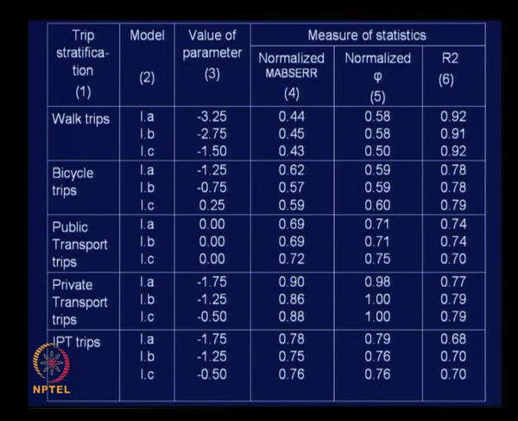And if you compare the values for bicycle and private transport modes like motorcycle, right, you get a value of minus 1.25 for bicycle, minus 1.75 for motorcycle. This implies travel deterrence is more by motorcycle and less by bicycle. Is it correct?